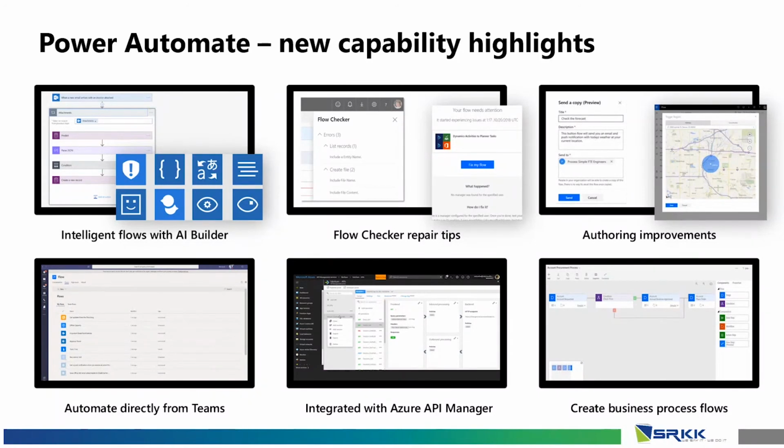Maybe you should do something else, right? It has authoring improvements, meaning a lot more features that you can build into flows. You can have integration with Teams. So in Teams, you can activate Automate.